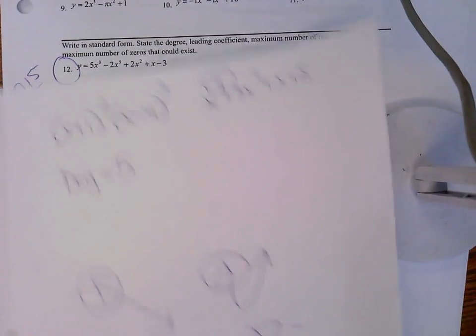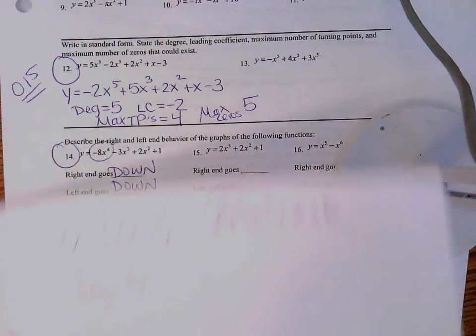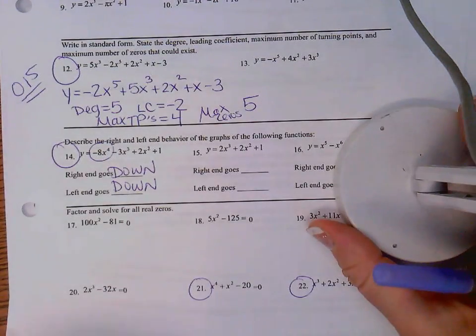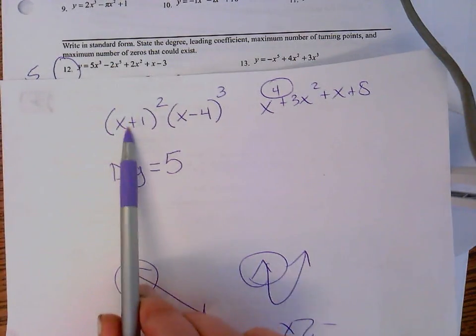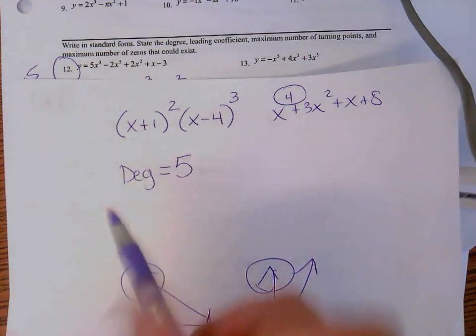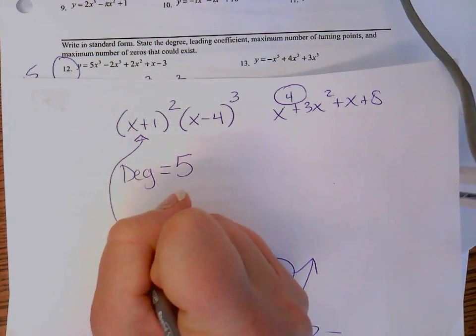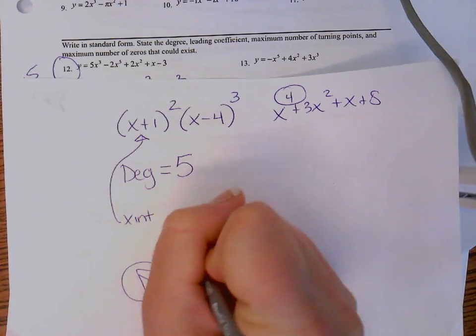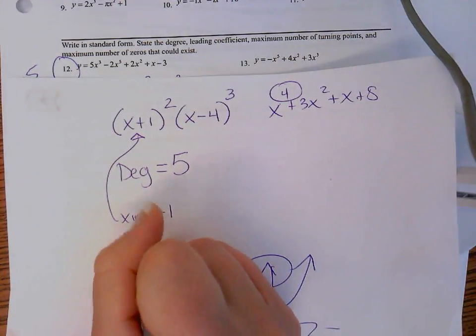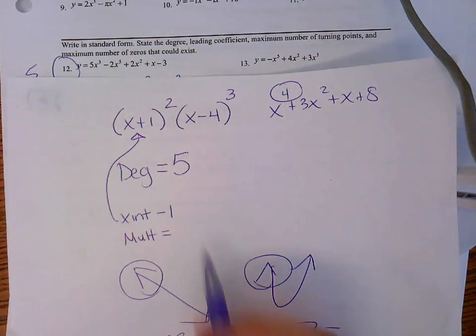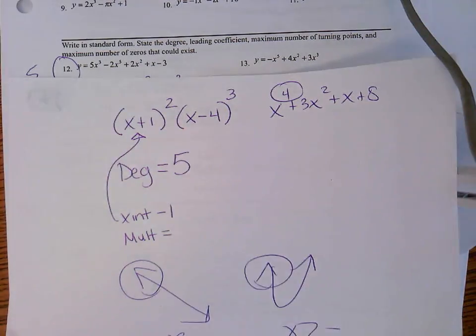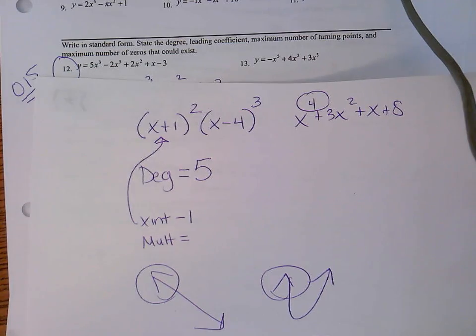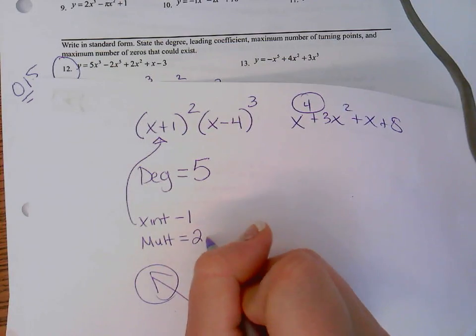And the other thing I didn't see reviewed on here is multiplicity. I think it might be talked about on the back page, but what is this x-intercept right here? X plus 1 gives me an x-intercept of -1, right? My x-intercept is at -1. What's its multiplicity? Its multiplicity is 2, which is even. Do you remember what happens at an even multiplicity zero?